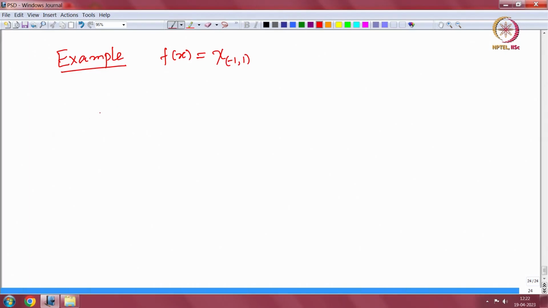So, welcome back. Again we will continue the discussion on Fourier transform. Before we move on to some properties of the Fourier transform, just one example. This f of x is the characteristic function of minus 1, 1. It is easy to compute the Fourier transform of this function.